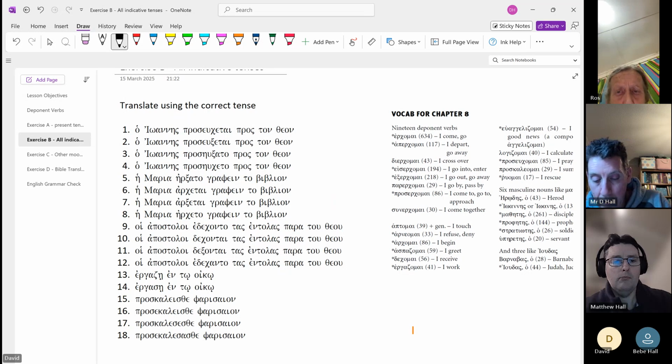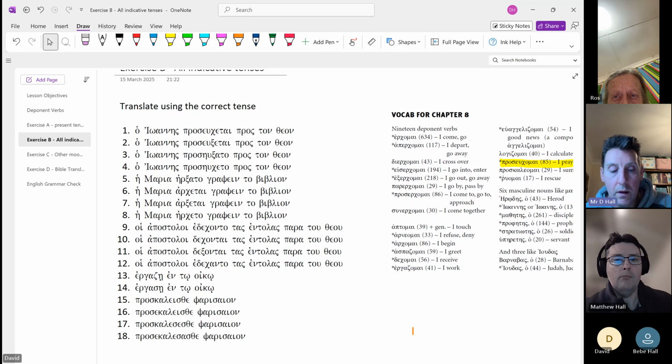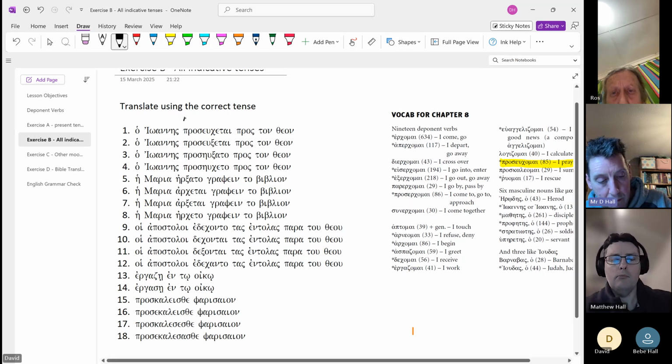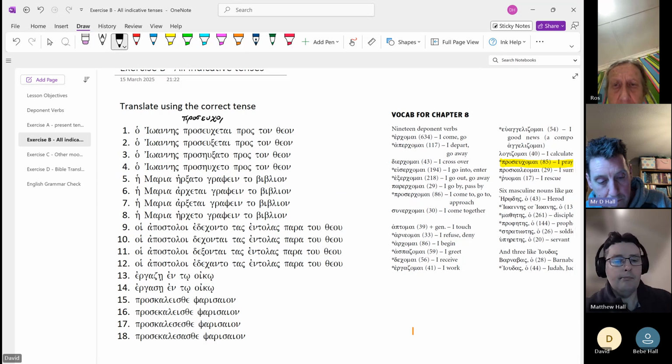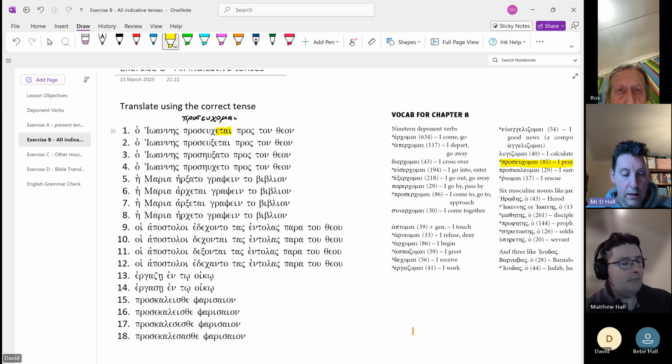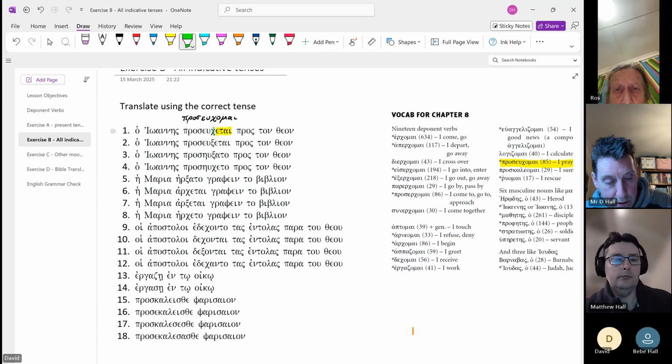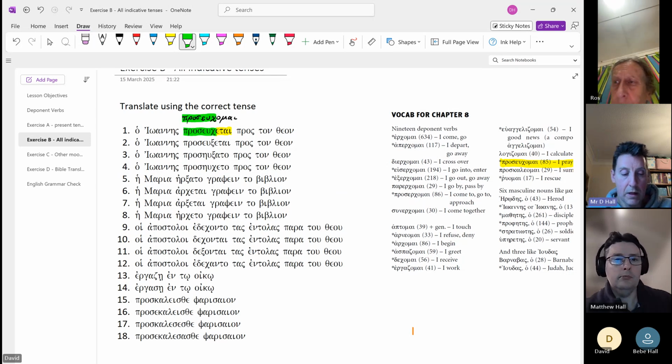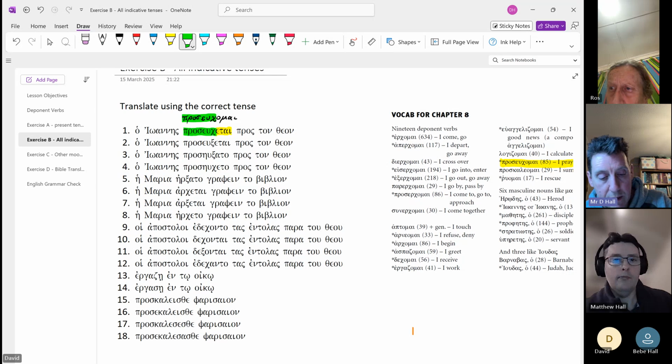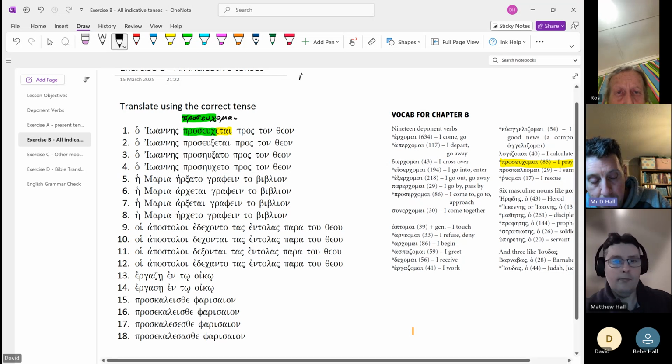So this comes from looking at our chart. We can see our proseuchomai, which is just over here, is the verb to pray. So this comes from proseuchomai. And what we have is the ending etai. When we look at that, we have the main stem, and the main stem here is still the same as the stem here. So we must be dealing with the present tense. So John is praying to God. Pros ton theon is towards God, to God. So for number 1, we have John is praying to God.